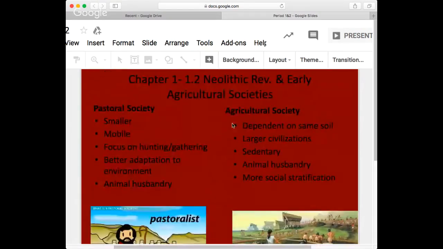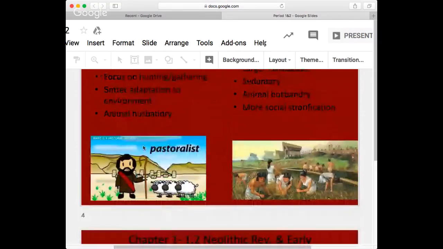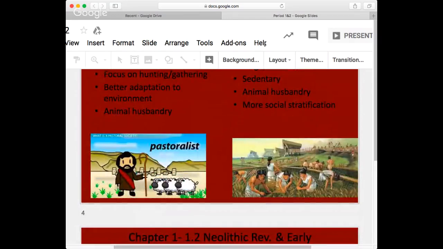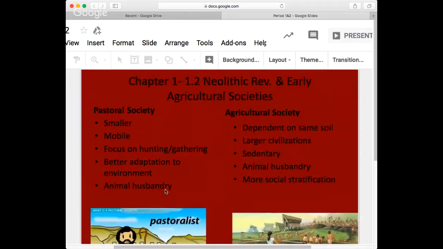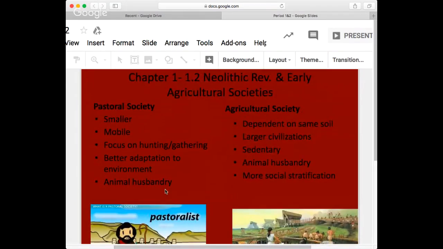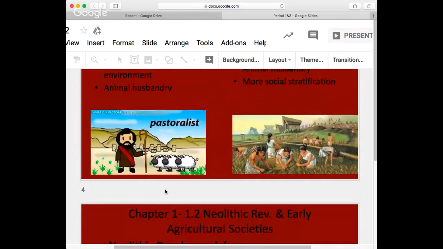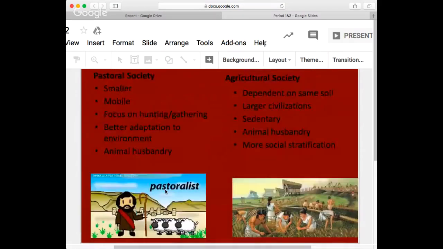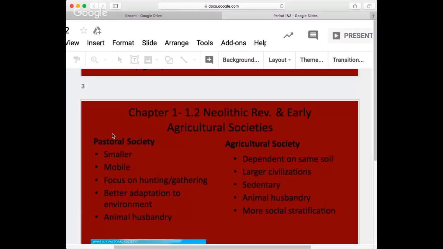At the same time as you have farmers, you also have pastoralists. Remember, pastoralists are people with their herds of animals moving around from place to place. So pastoralists were smaller groups. They were mobile, moving around. They still hunted and gathered, but they had their group of animals with them. They would adapt to the environments, and they did ruin the environment, though, too, when their animals would overeat. Okay? So that's key concept 1.2 about the Neolithic Revolution.